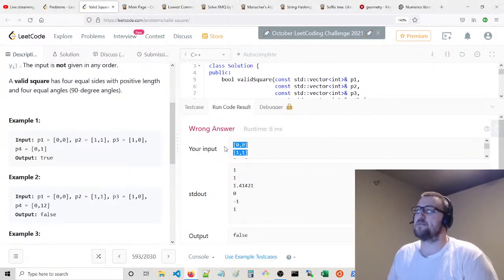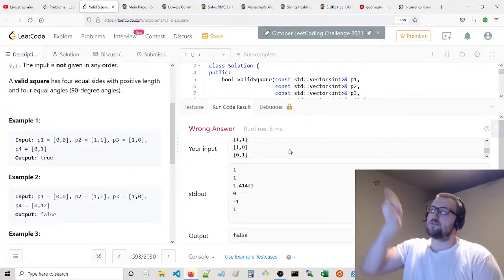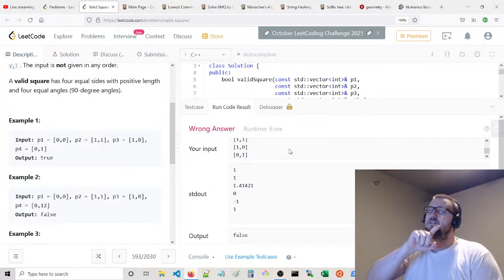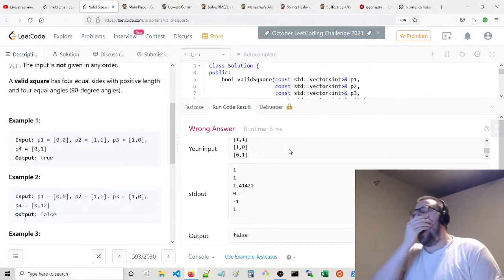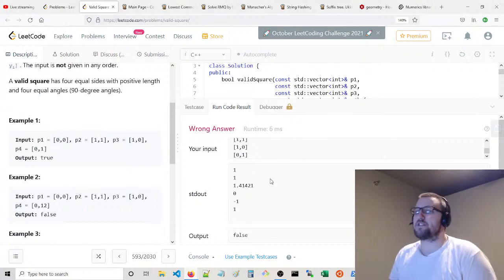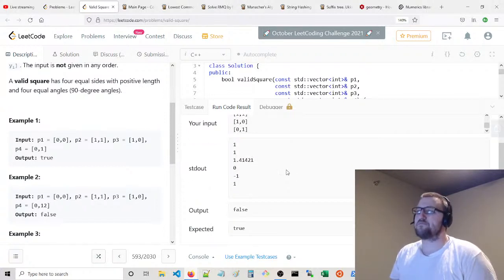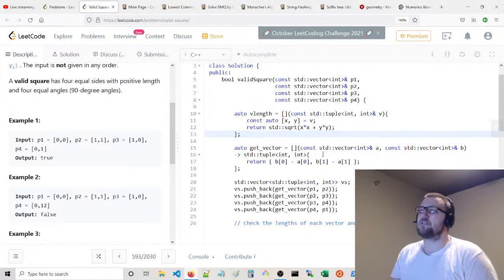It's supposed to be 0 to 1 would give you 1, 1, right? And then 1, 1 to 1, 0. You should point down. So that would give you x is 0 and y is negative 1, which is what you expect. Okay. Yeah, so that's all well and good.